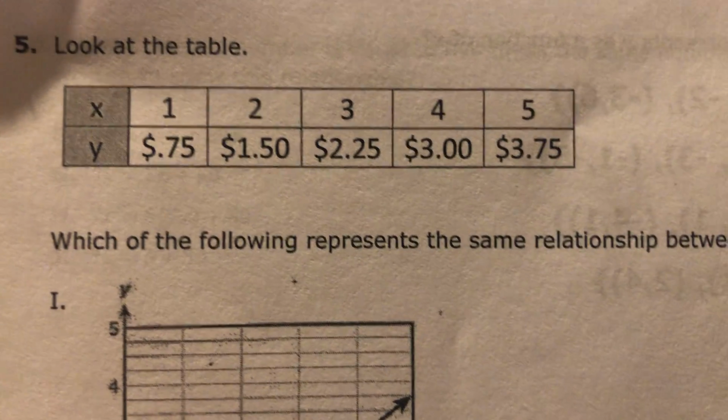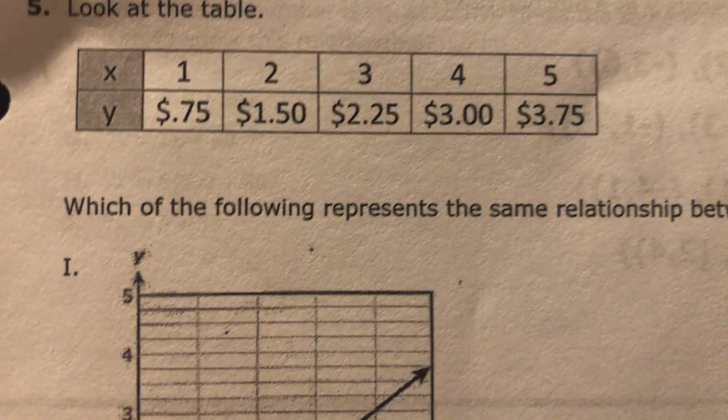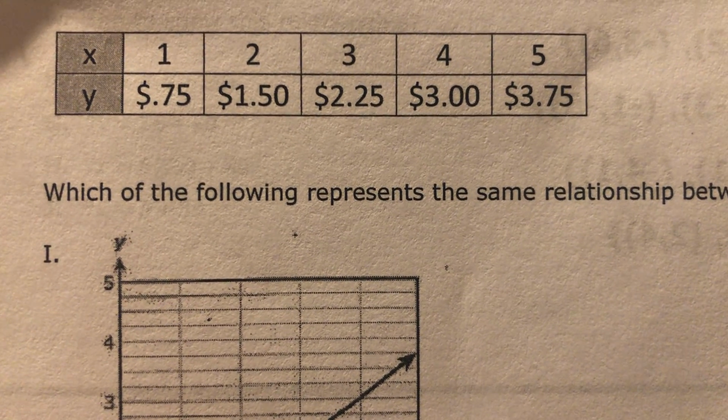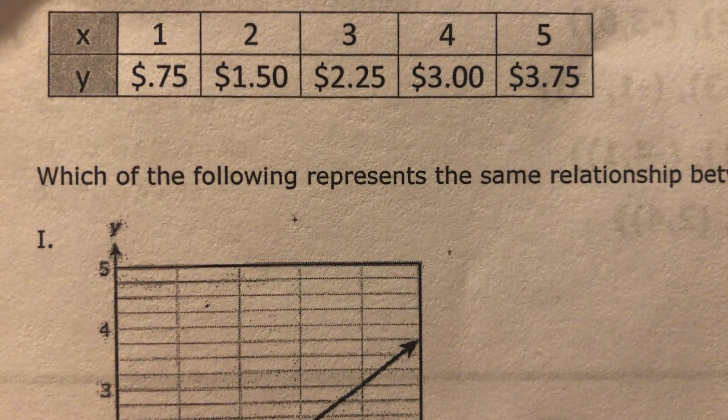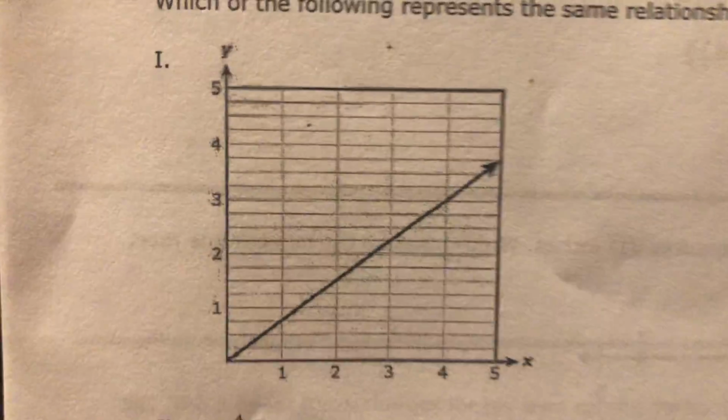Number 5, look at the table. X: 1, 2, 3, 4, 5. Y: 75 cents, $1.50, $2.25, $3, $3.75. Which of the following represents the same relationship between x and y?